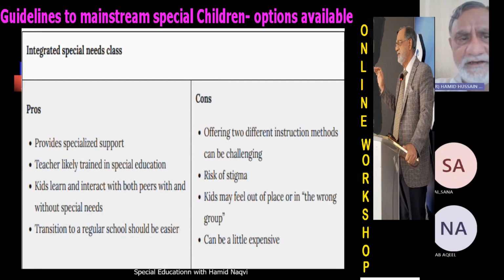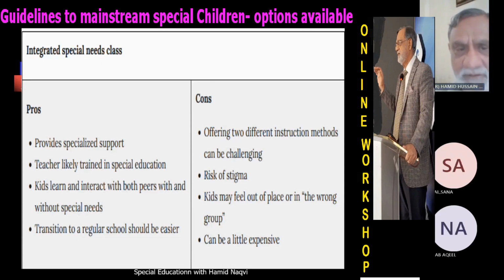Then the integrated special needs class. Now, what are its merits? I've already explained what it is. So the merits are that it provides specialized support, teachers are likely trained in special education, and kids learn and interact with peers both with and without needs. Good. Transition to a regular class would be easier.